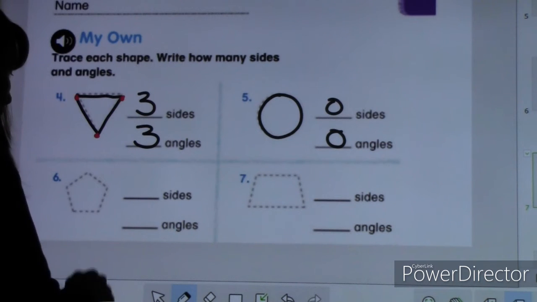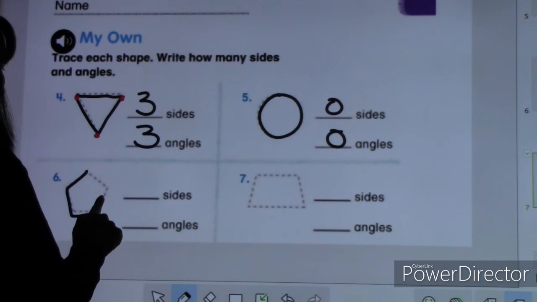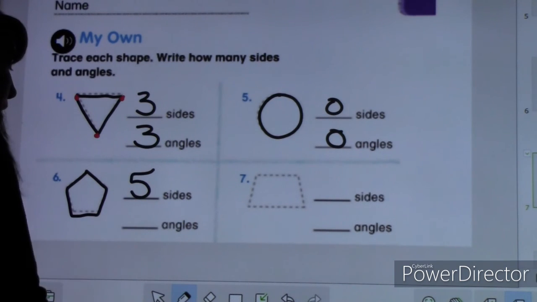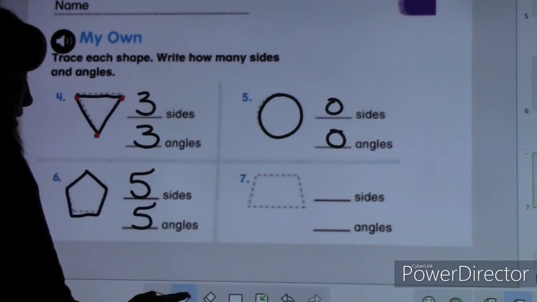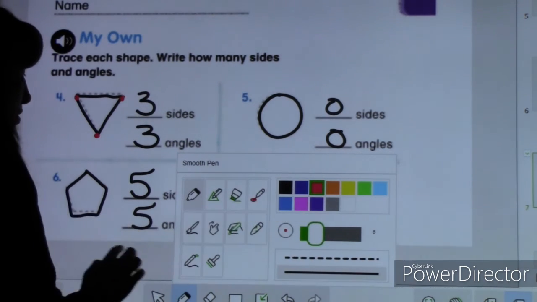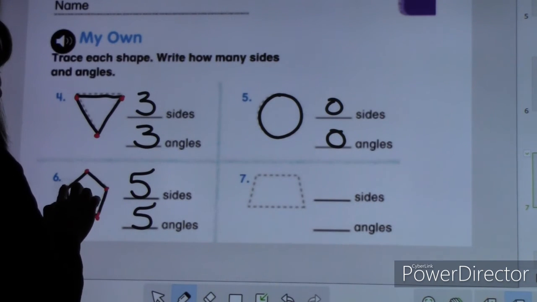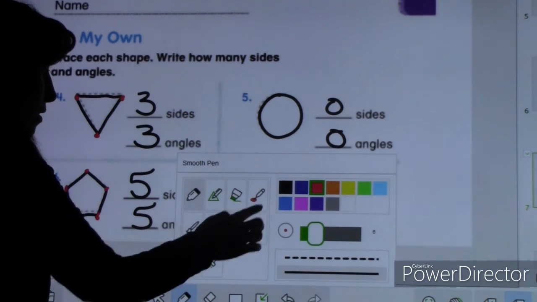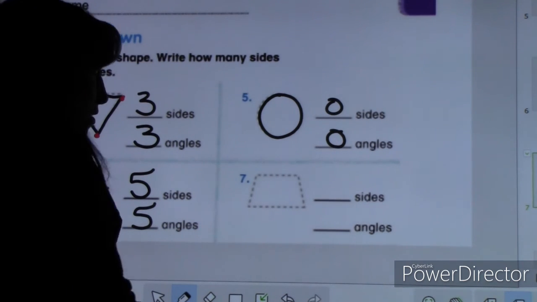Right, number 6, here we go. 1, 2, 3, 4, 5. That is a pentagon. It has 5 sides, so I know it's going to have 5 angles, but I'm going to count them just to be sure. 1, 2, 3, 4, 5 angles. And again, you can pause the video whenever you need to so that you can catch up with me.